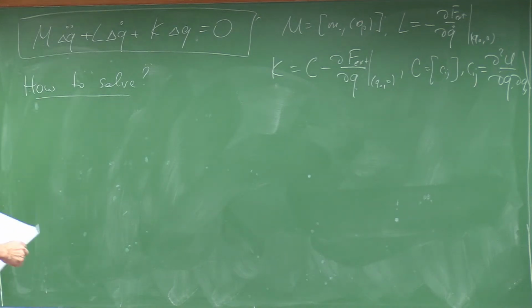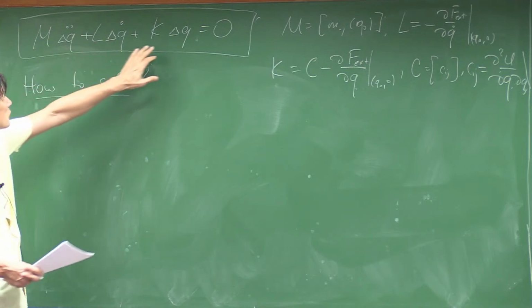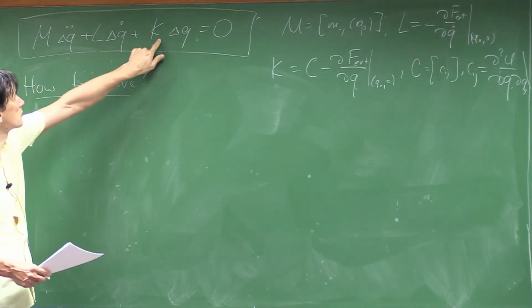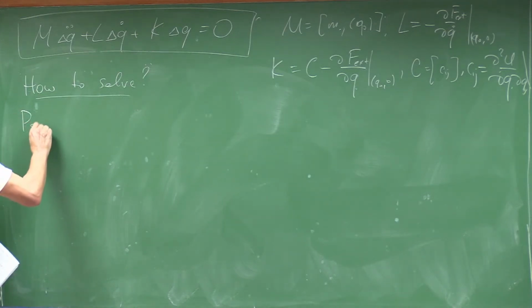So what do we do? The first way is to start in the same way as we did with the conservative system. Remember, with the conservative system we didn't have this term, and C was a symmetric matrix. So we consider a particular solution.